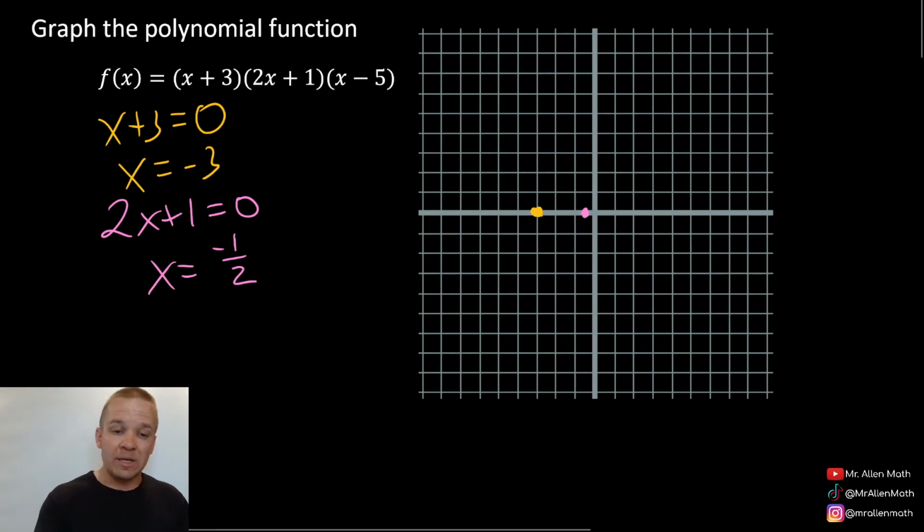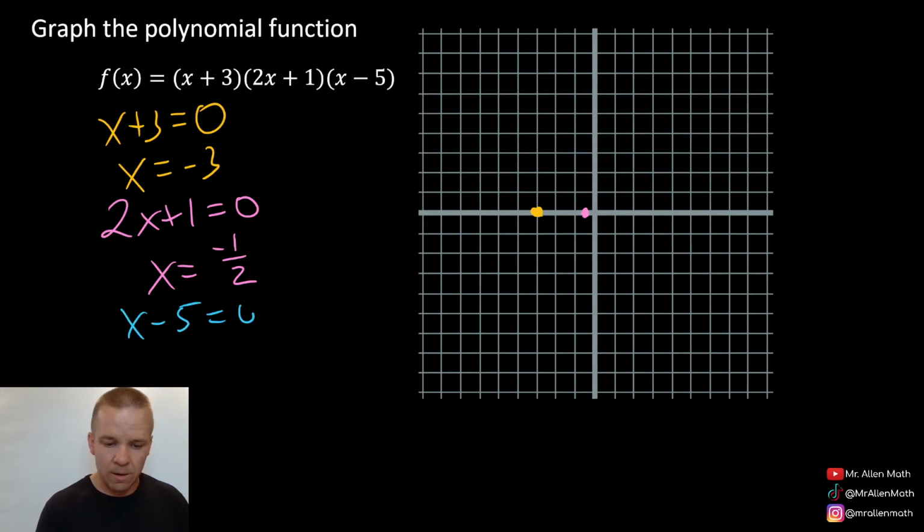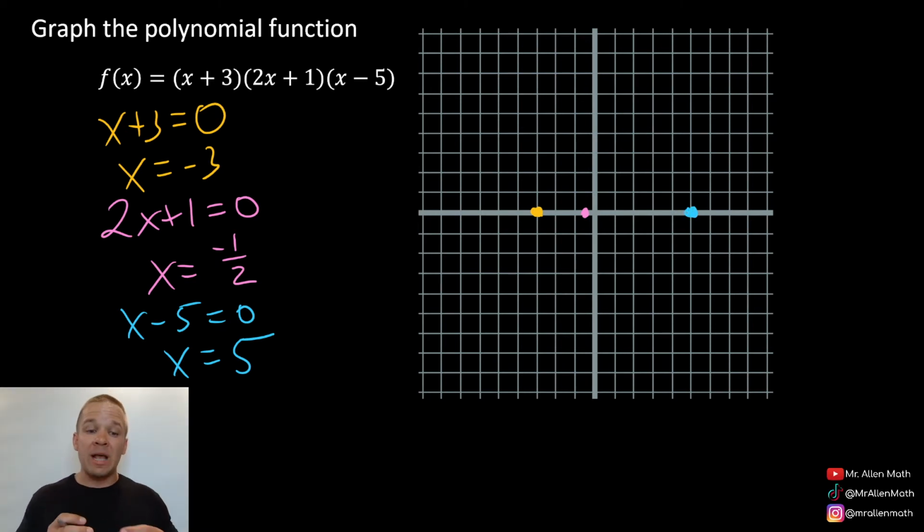Next up, if I take that x minus 5 and I set it equal to 0, I'm going to get x equals positive 5. So I'm going to get 1, 2, 3, 4, 5. There it is. All right, so there's my three x-intercepts.